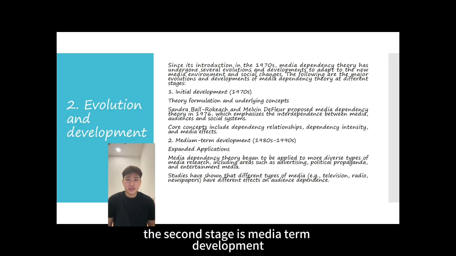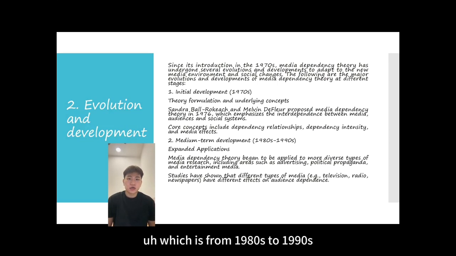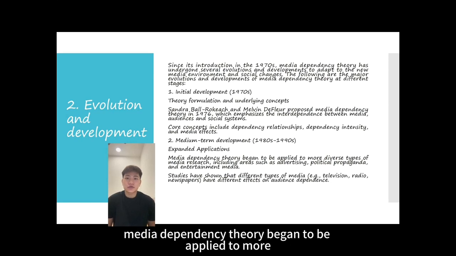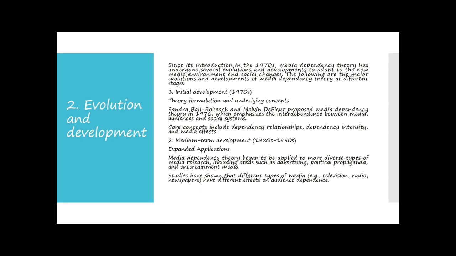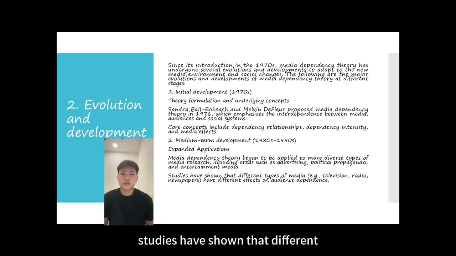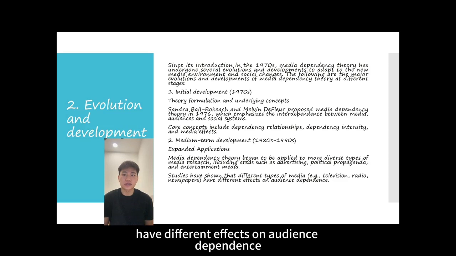The second stage is medium-term development, which is from the 1980s to the 1990s. Media dependency theory began to be applied to more diverse types of media research, including areas such as advertising, political propaganda, and entertainment media. Studies have shown that different types of media, such as television, radio, and newspaper, have different effects on audience dependence.